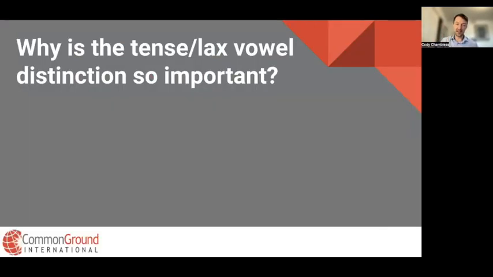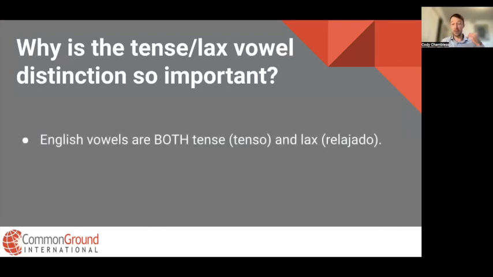So first, let's think, why is the tense-lax vowel distinction so important for English learners? English vowels are both tense and lax. So, for example, the vowel A, or A in español, might sound like different things. There are many different sounds produced by the same vowel. Some of those sounds are tense, like a. Some of those sounds are lax, like uh.